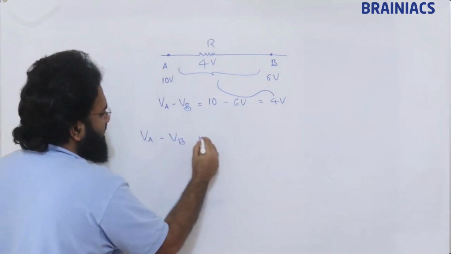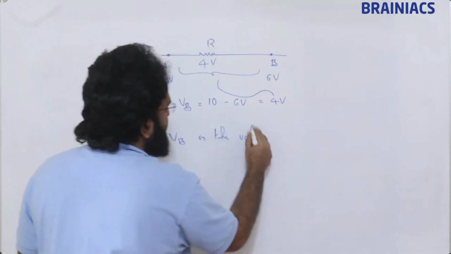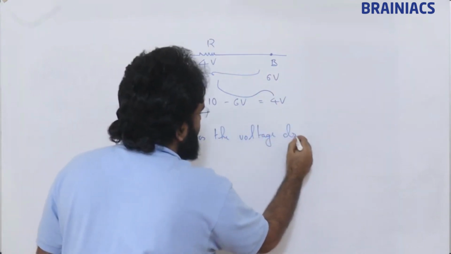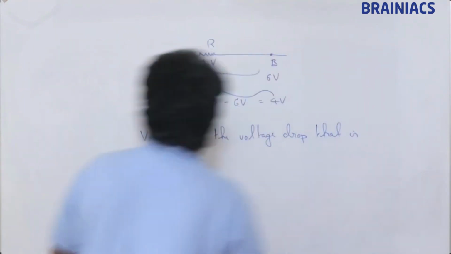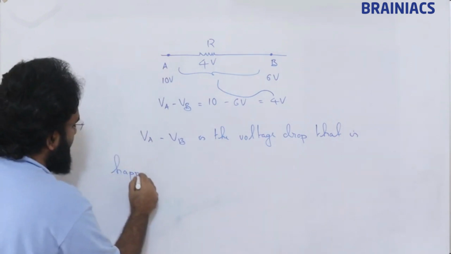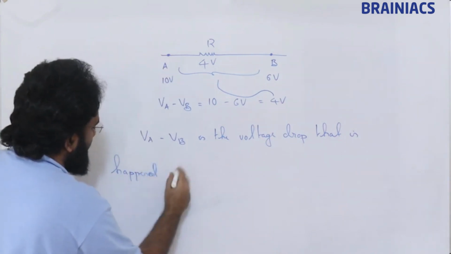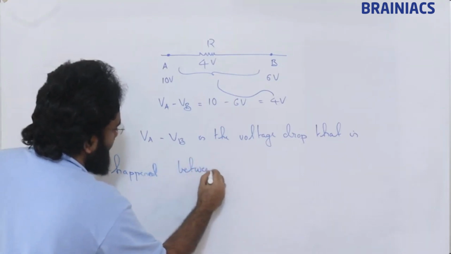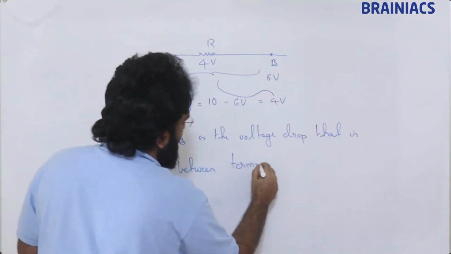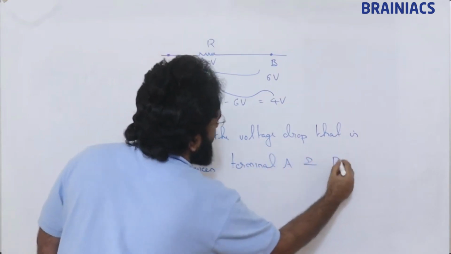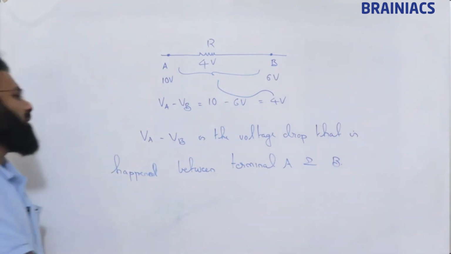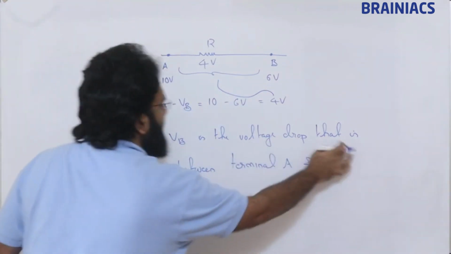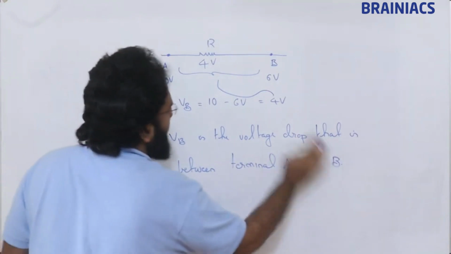VA minus VB is the voltage drop that has happened between terminals A and B. So the change in voltage or potential difference between A and B is nothing but the voltage drop that has happened between the terminals A and B.